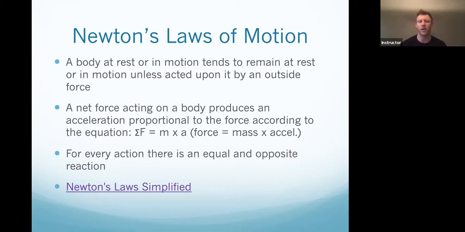So first, a body at rest or in motion tends to remain at rest or in motion unless acted upon by an outside force. So it's going to stay at rest unless something acts on it. A net force acting on a body produces an acceleration proportional to the force according to the equation. This would just be the sum of all forces. That's F equals mass times acceleration. So that's how you calculate force, is mass and acceleration. And then for every action, there's an equal and opposite reaction. We've used that a lot in life, just in general, right? You put something in, you're going to get something equal on the way out.